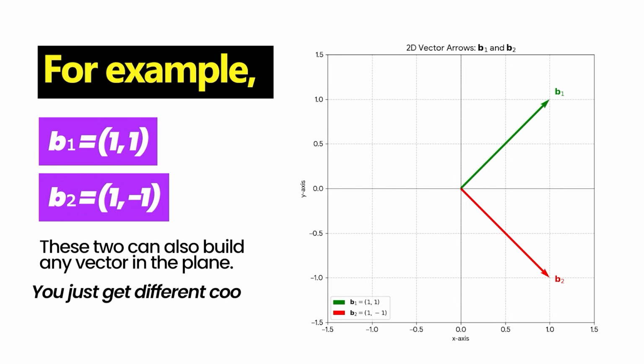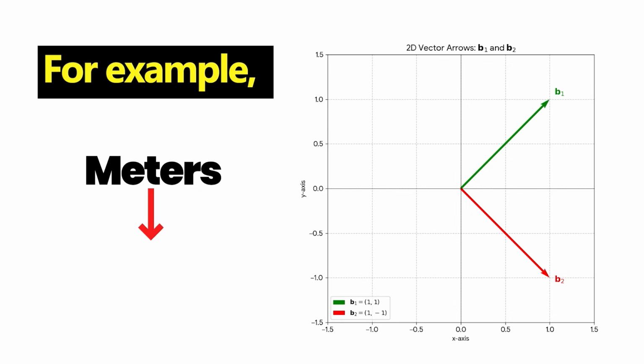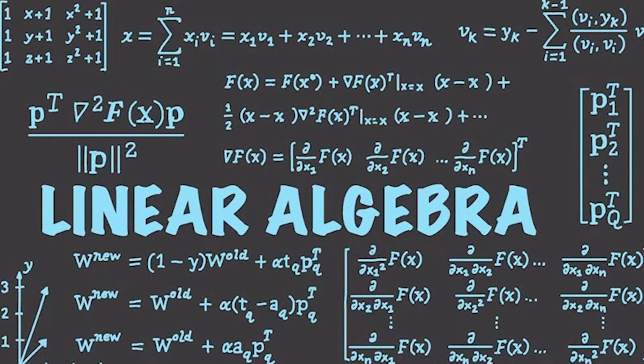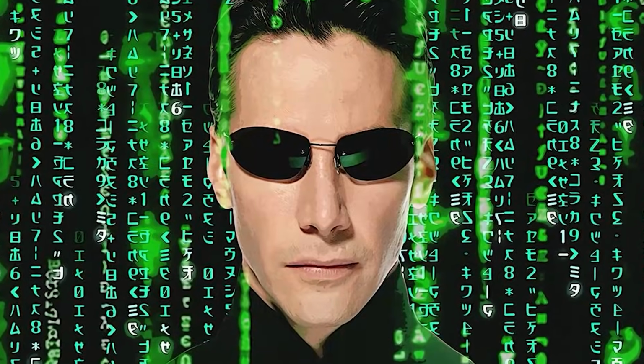You just get different coordinates: same reality, different language. It's like switching from meters to feet. Things don't move, only the numbers change. Linear algebra is full of this idea. Same object, different coordinate system. Now the main character enters: matrix.